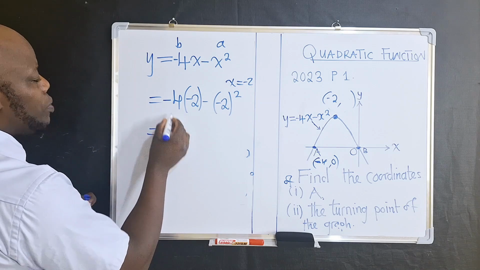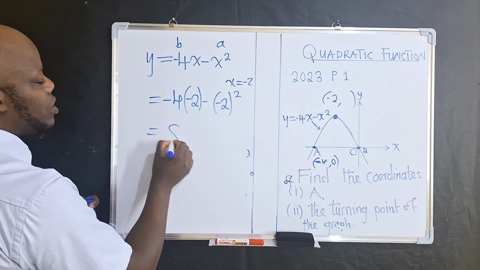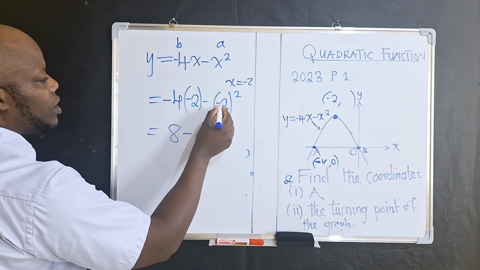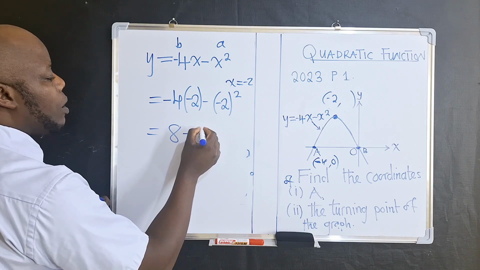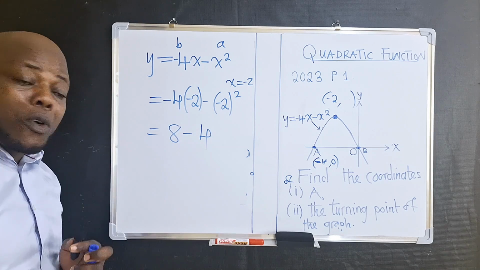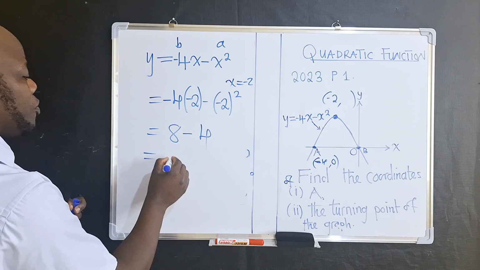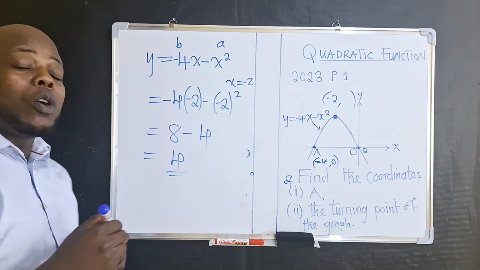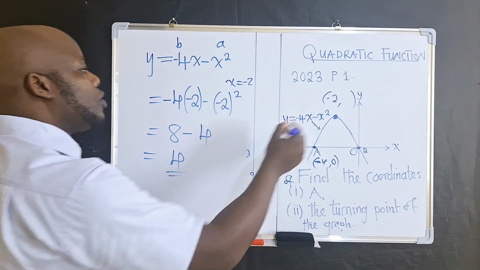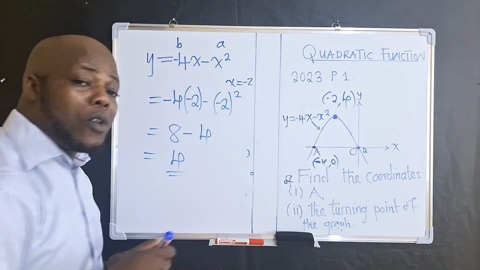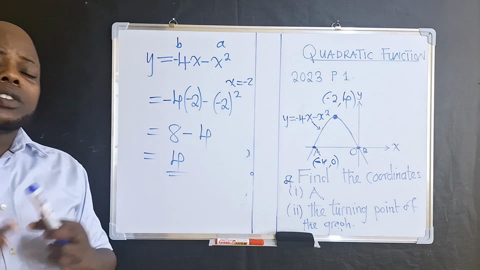So this will simply give us a positive 8. So it's 8 minus negative 2 squared, which is a positive 4, and when we simplify, we are getting the value of y to be equal to 4. So here the value of y is 4. Okay, so that's it. This is what you need to know.